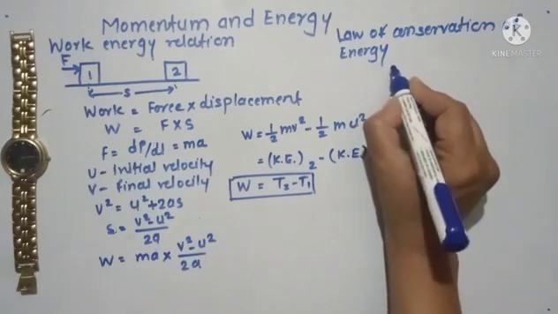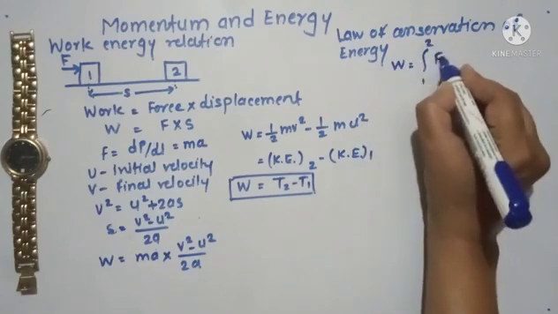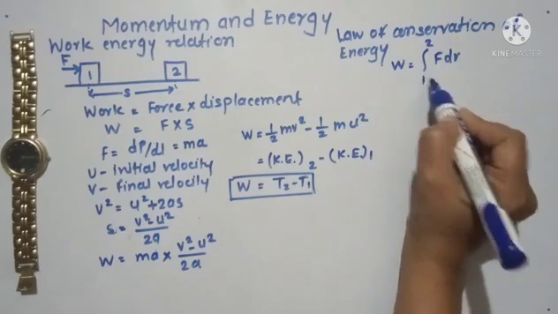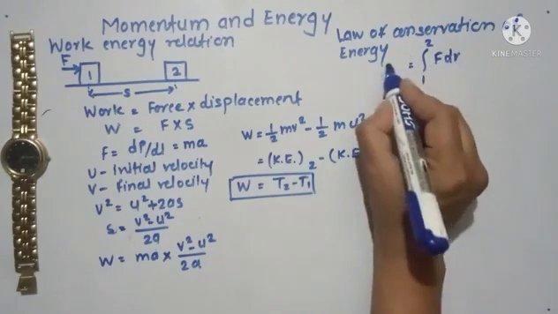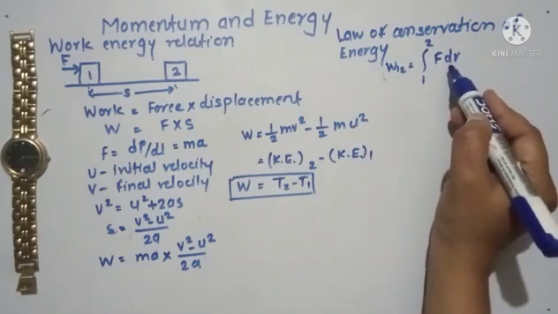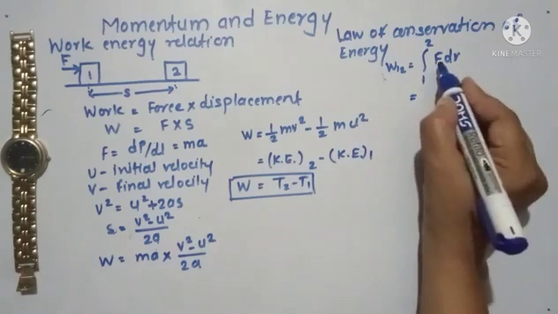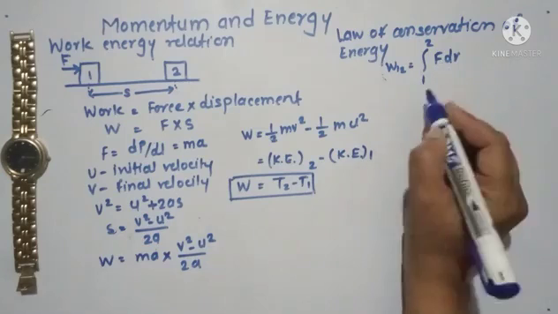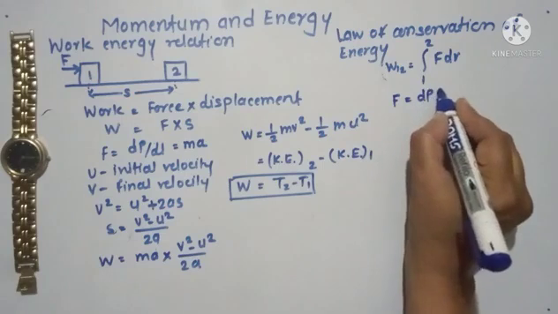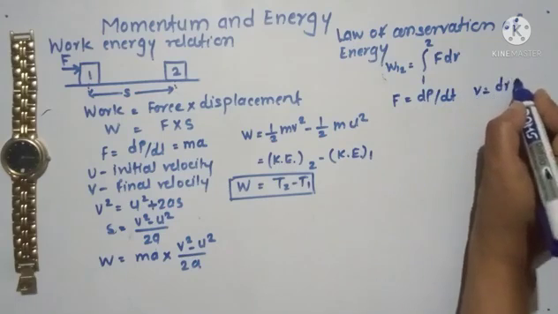Now suppose this W can be given by F into dr, where dr is a very small displacement. Then the work done W12 is given by F into dr, where F is the force and dr is a small displacement. Now let me put the value of F. According to Newton's second law, we know that F is equal to dp upon dt, and v is equal to dr upon dt.